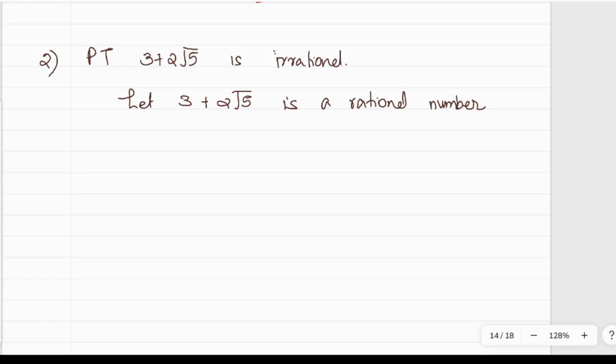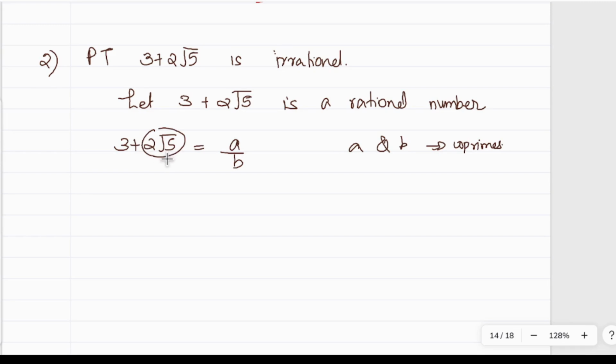Now let's do question number 2. Prove that 3 plus 2 root 5 is irrational. Here also, what do we have to do? We have to assume 3 plus 2 root 5 is a rational number. So I can write this as 3 plus 2 root 5 equal to a by b, where a and b are coprimes. So here what can I do now? I can write this one as, this part I'm going to keep it here.